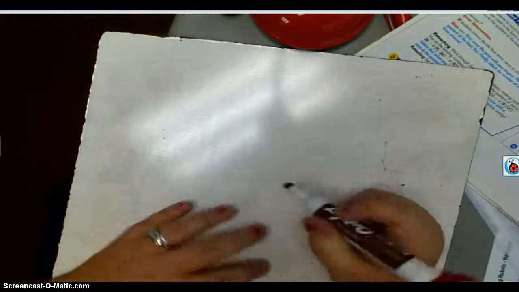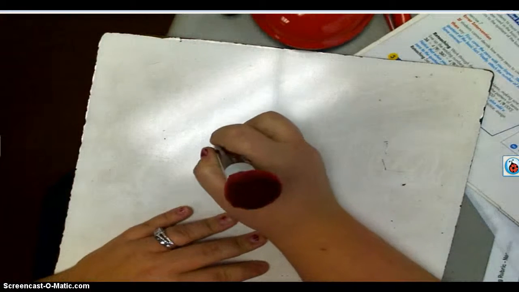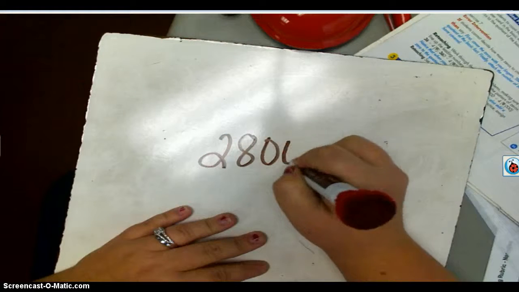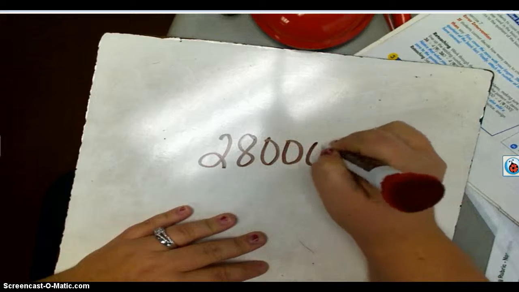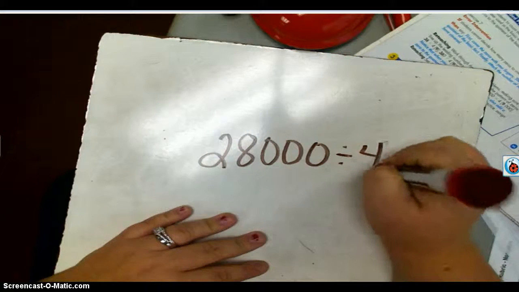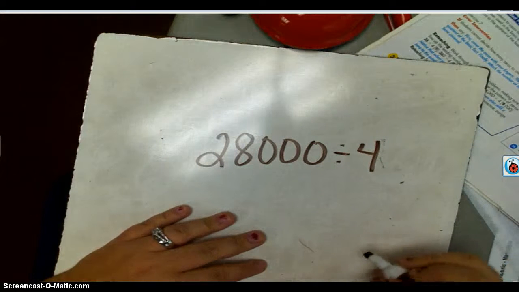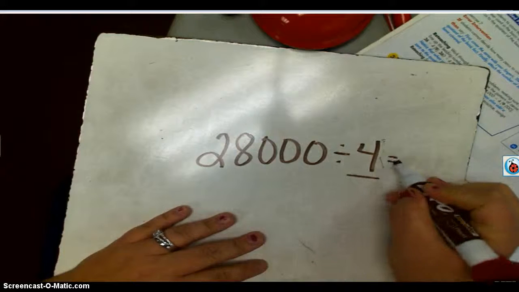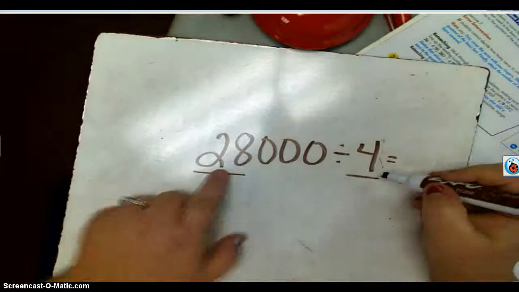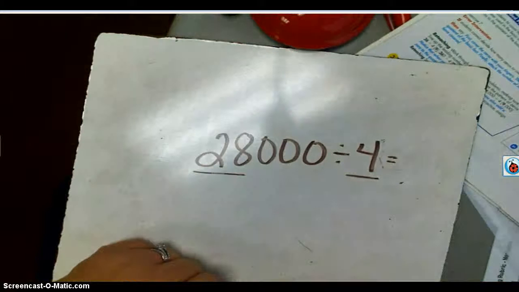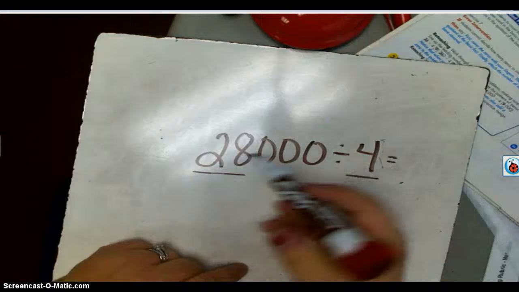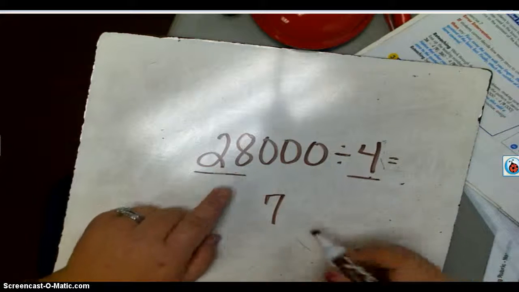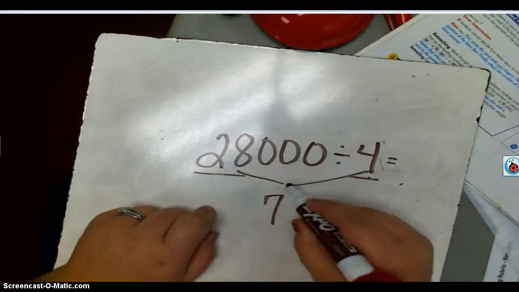If I have 28,000 divided by 4, and I'm going to use mental math to solve this problem, the first thing I'm going to do is look at my digits that are non-zero. I have 28 and I have 4. With math fact fluency, we should automatically know that when I divide 28 by 4, I get 7. All I'm doing is taking 28 and dividing it by 4.